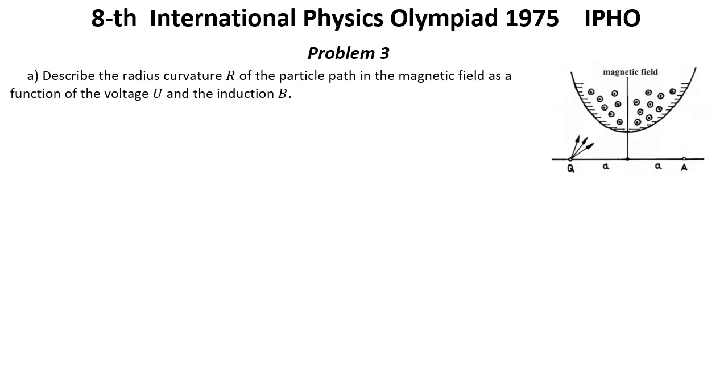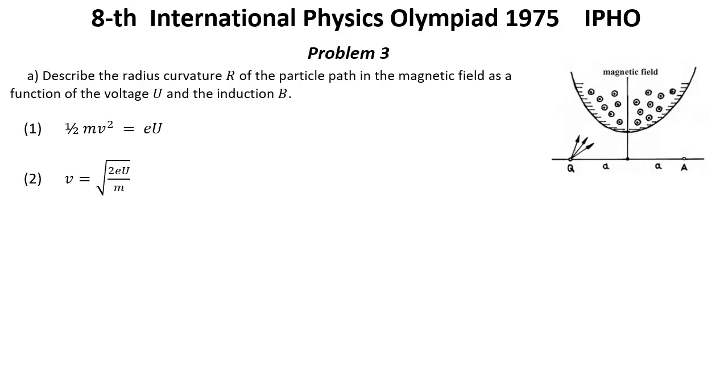Solution. The kinetic energy of the ion after acceleration by voltage U is this one: 1/2 mv squared equal eU. From this equation, the velocity of the ions is calculated by v equal square root of 2eU over m. On a moving ion, charge e and velocity v, in a homogeneous magnetic field B acts a Lorentz force F. Under the given condition, the velocity is always perpendicular to the magnetic field.